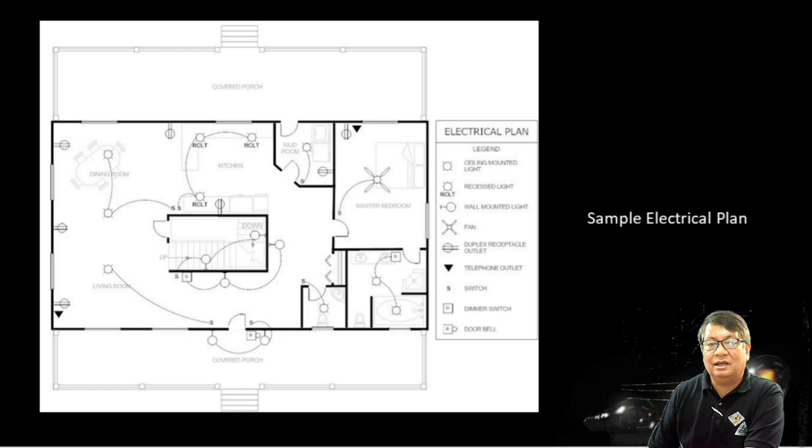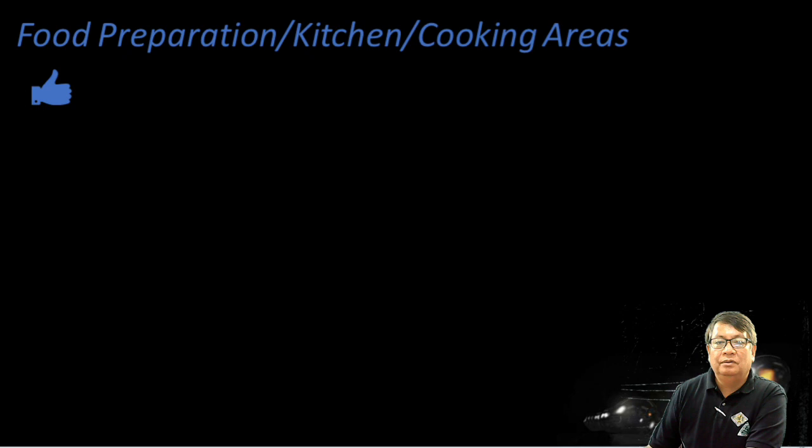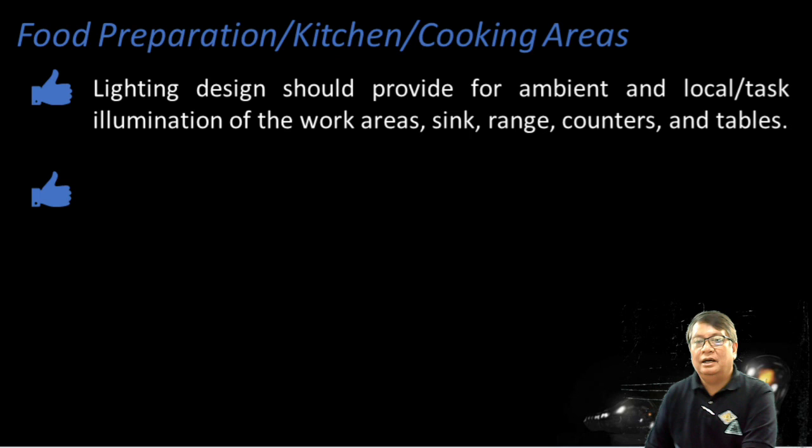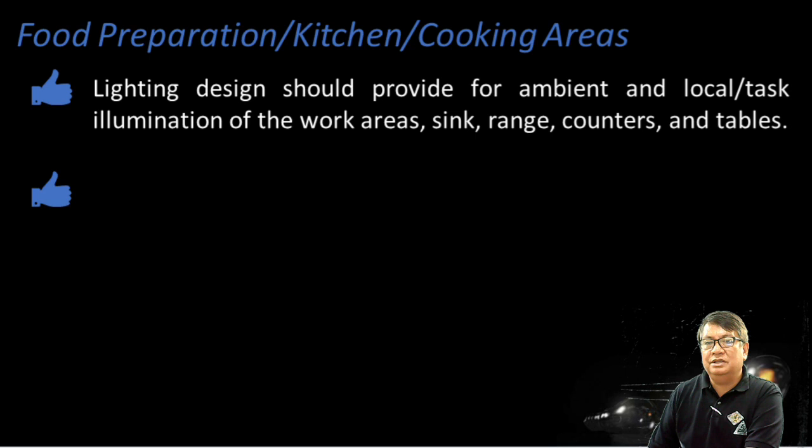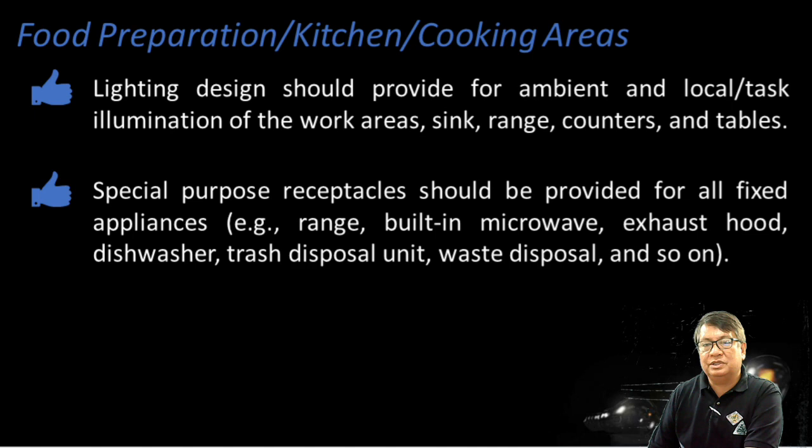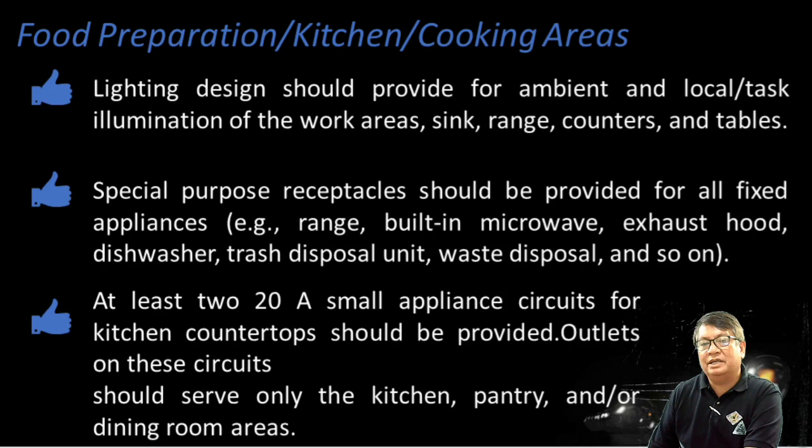Review. Food preparation, kitchen. These are some of the important things that you're going to consider. Lighting design for sink, range, countertops, and tables. No, special purpose receptacles. Try to think of this and at least 20 ampere small appliance circuits for kitchen countertops.